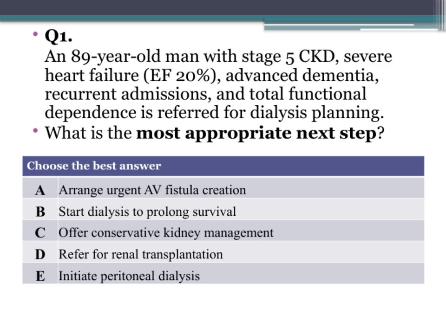Option D is referring him for renal transplantation, but at his age and health status, transplantation isn't usually a feasible option. And finally, Option E suggests initiating peritoneal dialysis, but again, we must consider whether aggressive interventions are appropriate for someone with his overall condition. So in cases like this, the most appropriate step is often to focus on comfort and quality of life rather than invasive procedures. That makes Option C, offering conservative kidney management, the most suitable choice here.